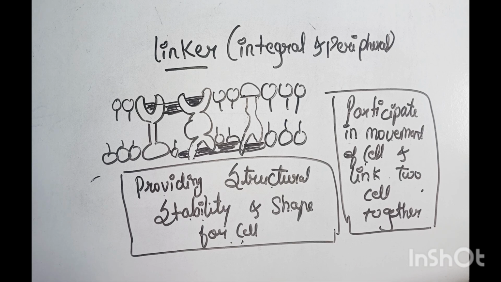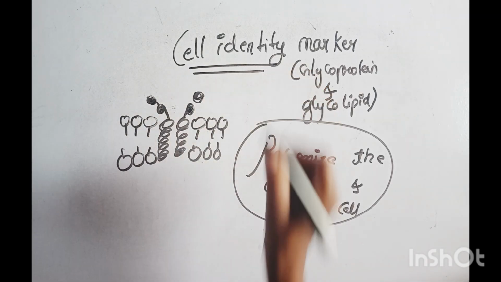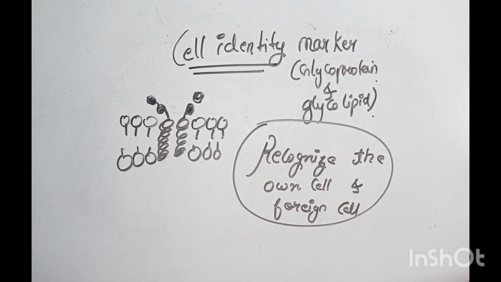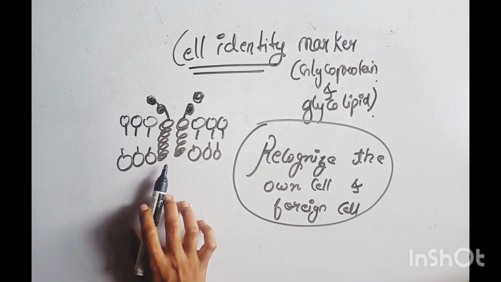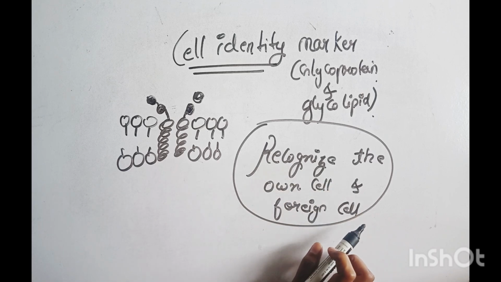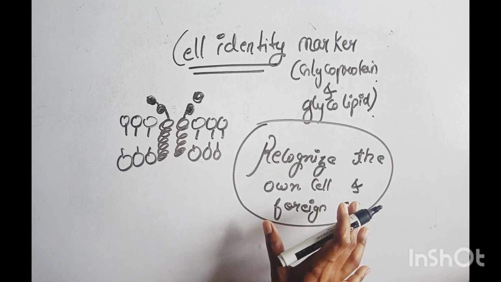The last function is the cell identity marker, which we have previously discussed. There are so many glycoproteins and glycolipids present which act like a cell identity marker. What are the functions of the cell identity marker? They recognize the body's own cells and foreign cells, and protect our bodies from microorganisms or foreign cells when present in our body. So these are the functions of the cell identity marker, to recognize the cell.